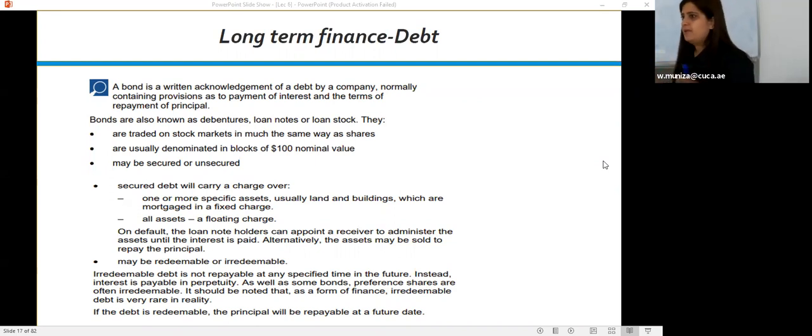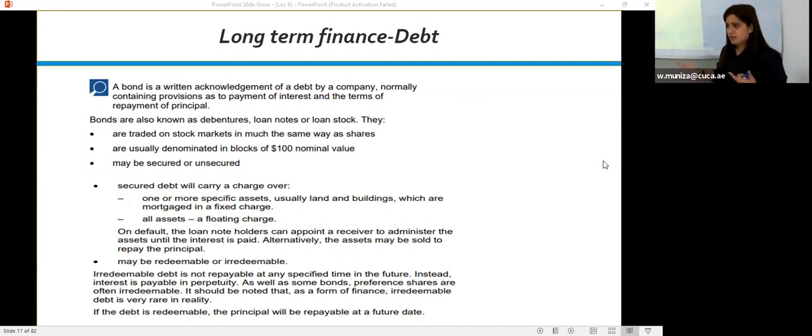Say a piece of paper will be given to you when you purchase a debenture or bond or loan note from the company. And that piece of paper forms an acknowledgement of the amount which you have given to the company. Students, each bond has a face value of 100. That is the basic face value given to that loan note. So a bond is the written acknowledgement of a debt by a company, normally containing provisions as to the payment of interest and the terms of the repayment of principal.